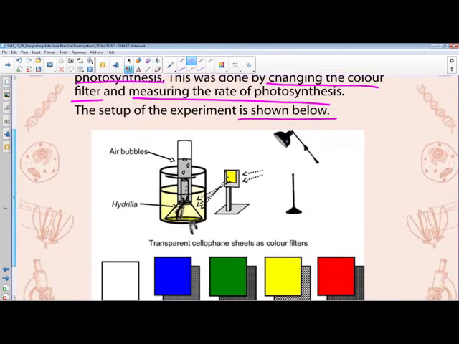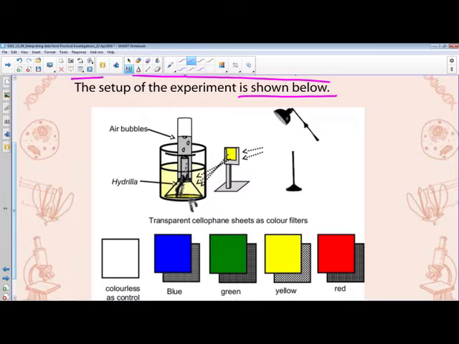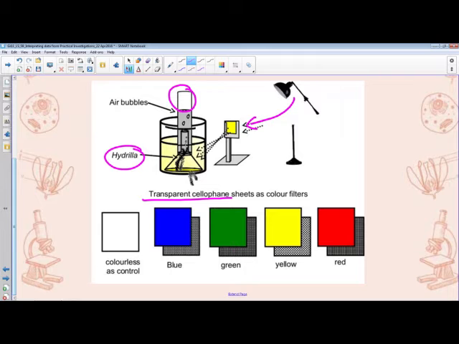Here, very similar to the other experiments, we've got an aquatic plant. It's placed over an inverted funnel over which a test tube is placed, in which gas is given off, and that gas is collected there. Here we've got a stand, and a light source through which light enters, and that light passes through a transparent cellophane filter, which is of different colors, and these different colors represent different wavelengths of light. We've got blue, green, yellow, and red, and we've got a colorless one as a control.